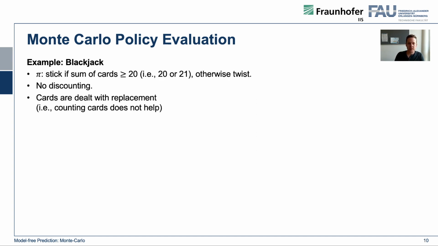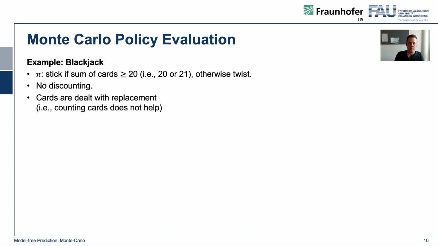And now the question is, what's our policy? Now that I defined everything, how do we want to play this game? We use a simple policy which says we stick if the sum of cards is either 20 or 21, and if this is not the case, we twist. So we always take cards as long as the sum of our cards is between 12 and 19. There's no discounting, so it doesn't matter how long the episodes go, and the cards are dealt with replacement, meaning that counting cards is not really helpful.